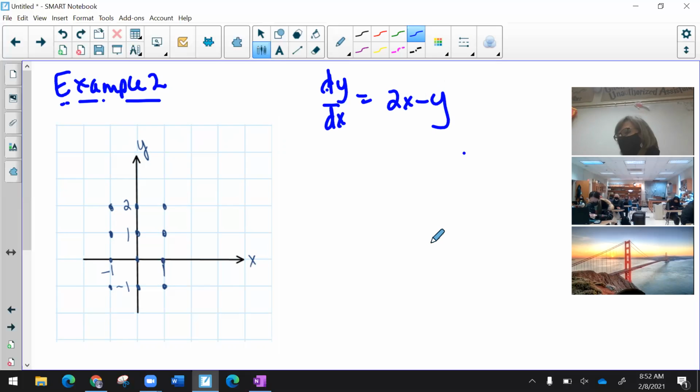Draw tiny segments through the 12 lattice points shown in the graph. Okay. So the first thing you want to remember is that dy/dx is the slope of the line that you're going to sketch at each of those points. So at each point we substitute in the x and the y value into our equation, and we get a value for the slope.